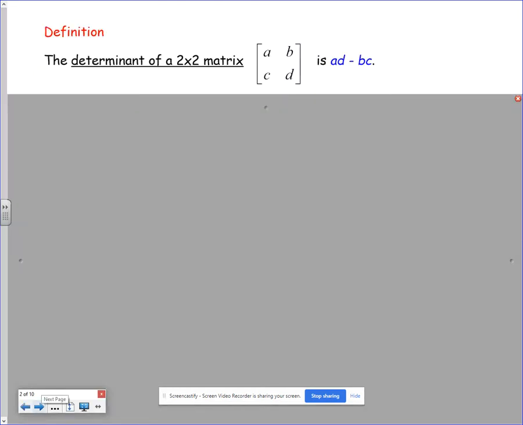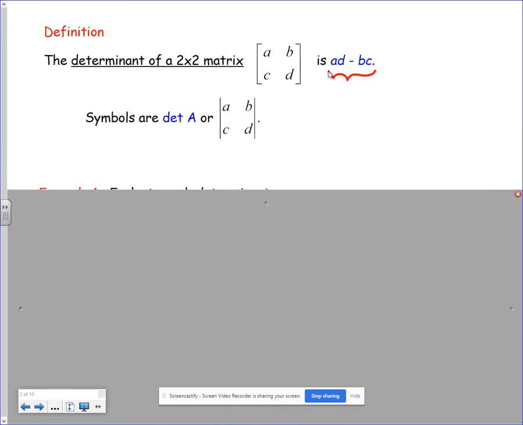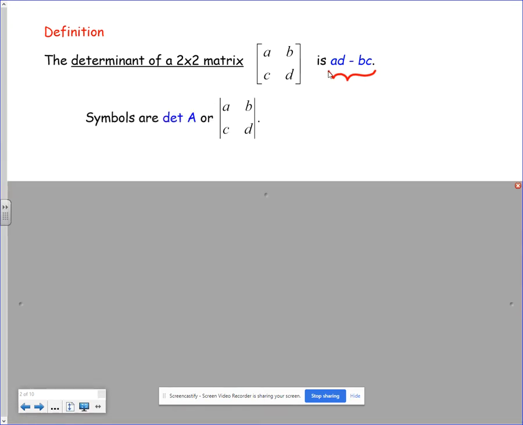Okay, third definition here. The determinant of a 2 by 2 matrix. So say you have a 2 by 2 matrix of these elements, A, B, C, and D. Well, the determinant is this, A times D minus B times C. The symbol for determinant is either just write out det, or you write out your matrix, you get rid of the brackets and put absolute value bars around it. So if you see absolute value bars around a matrix, that means it's asking you to find the determinant.